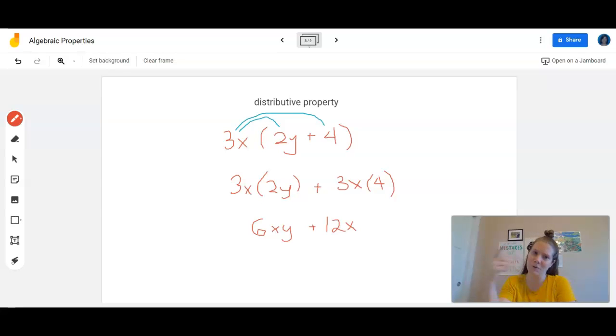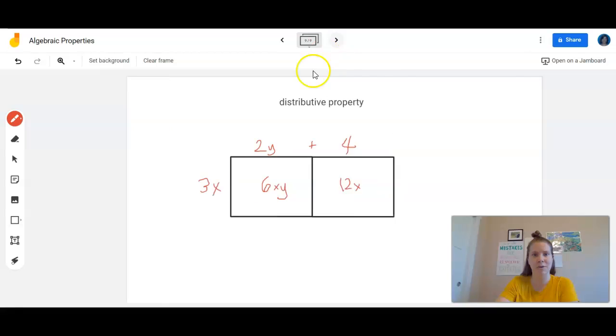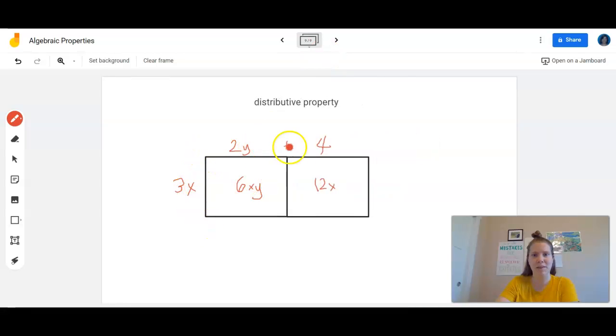Another way that we can represent the distributive property is thinking about it as an area, a length times the width, and we just draw ourselves a little rectangle. Length times the width, and we have 3x times the 2y and 3x times the 4, and those together give us our total area. It's solving it the exact same way, it's just a visual model instead of the rainbows.